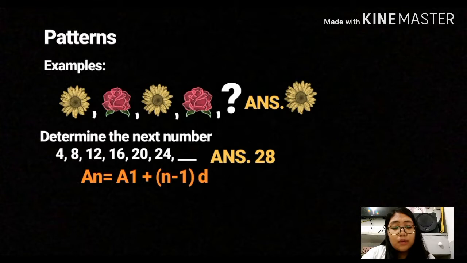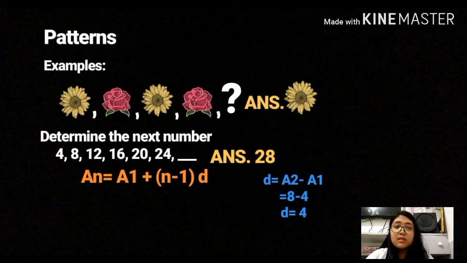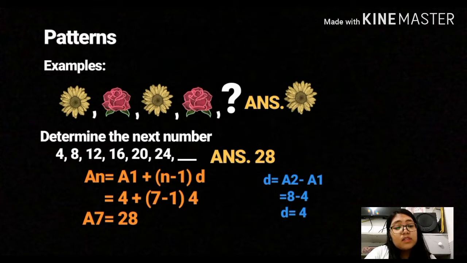So for the common difference, you have to subtract the first term from the second term. Here we get 4, since 8 minus 4 is equal to 4. After getting the common difference, you can now substitute values and solve. So the answer you'll get is 28, which means the seventh term in the sequence is 28.